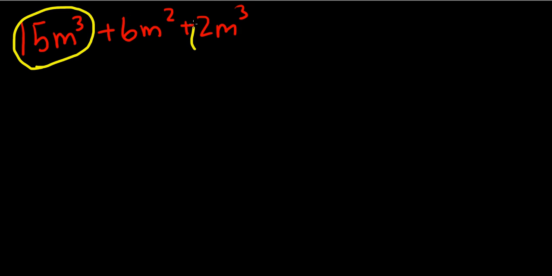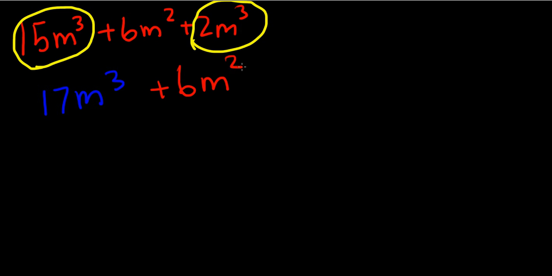So we can see that we have m to the third on the 15 and m to the third on the 2. So we can combine these two terms. And we would get 17m to the third. So you only add the numbers. And then plus 6m squared because there are no other terms that combine with it. So this is your final answer. Now let's look at another example of this.